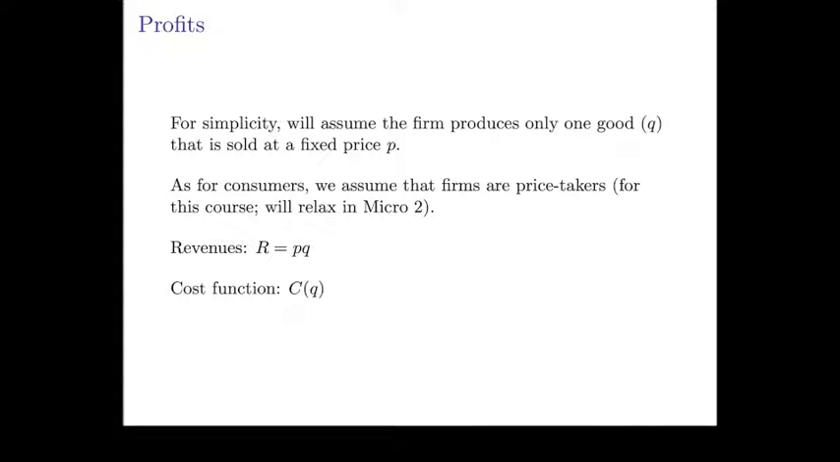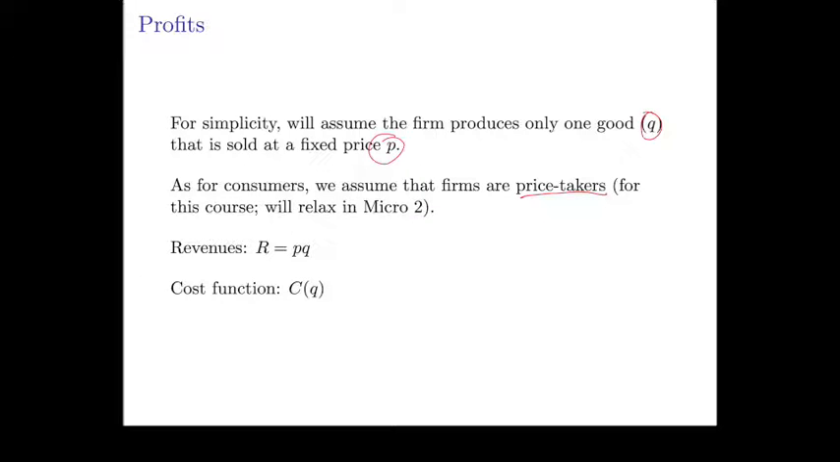To keep things simple, we're going to assume that the firm produces only one good. And we're going to represent the quantity of the good that they produce by Q. And the firm is also going to sell the good that they produce at some fixed price P. So what we're doing here is assuming that the firm is taking the price P as given, much like the consumers took the prices as given. So they're behaving as what we call price takers. In Micro 2, you'll see what happens when you relax this assumption.